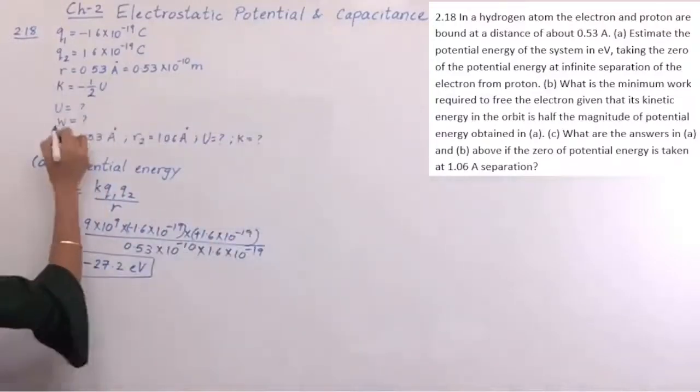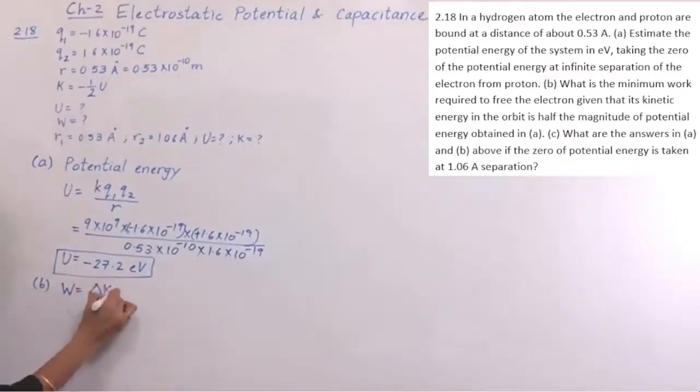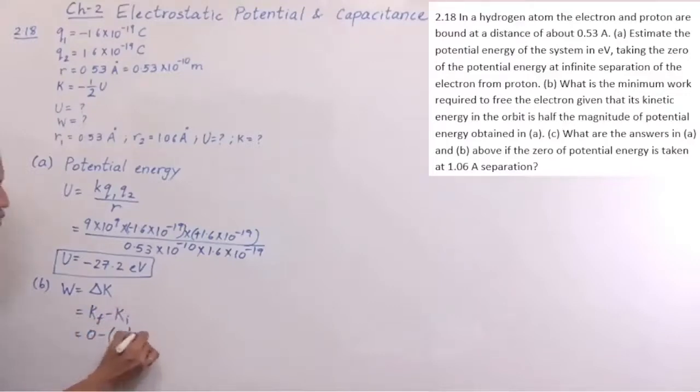And then after, we have to find out how much is the work done. So work done equals delta K equals, one kinetic energy will be 0, so K final minus K initial equals 0 minus 1 by 2 of U. U is 27.2, right? So that will be 13.6 electron volt. So the work done that is required is 13.6 electron volt.